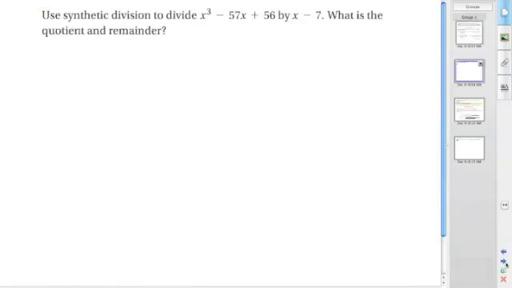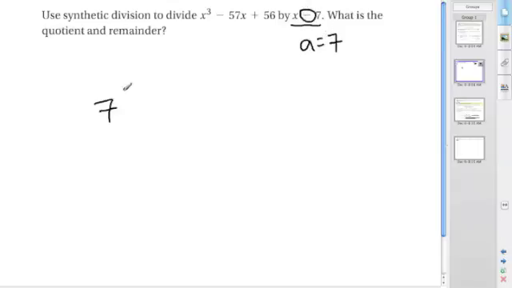So we're going to do an example. So we want to know, is x to the third minus 57x plus 56 divisible by x minus 7? We're going to use synthetic division because we have a linear polynomial, degree 1, coefficient of 1. So we want to write down a. A is 7 because it's the opposite of your sign here.